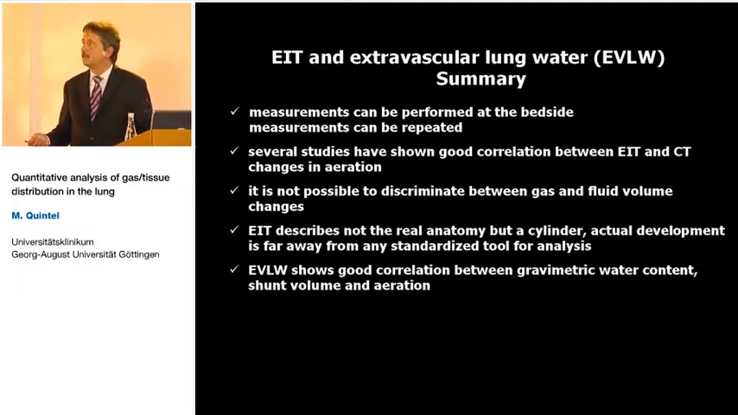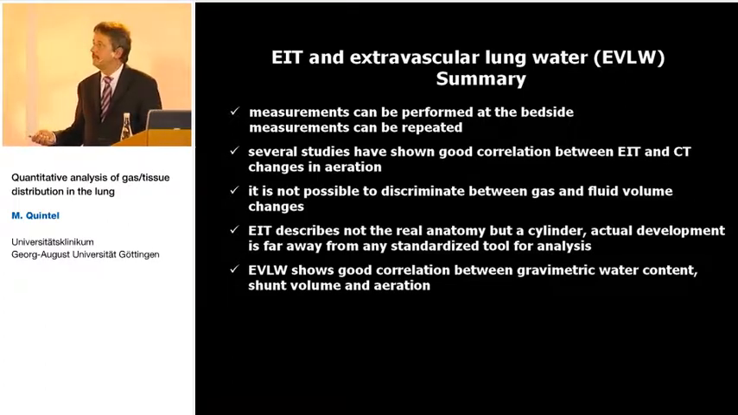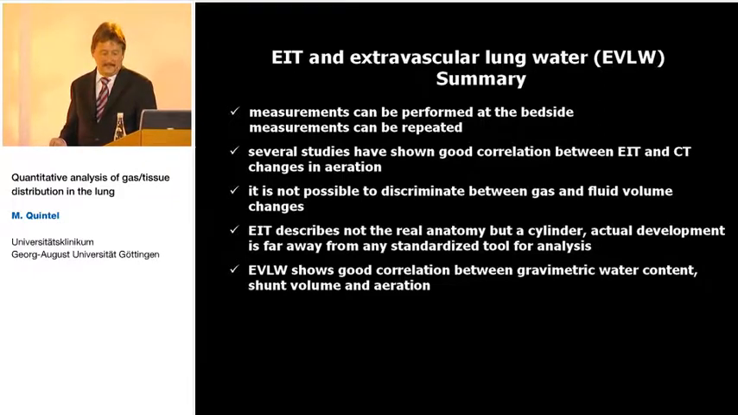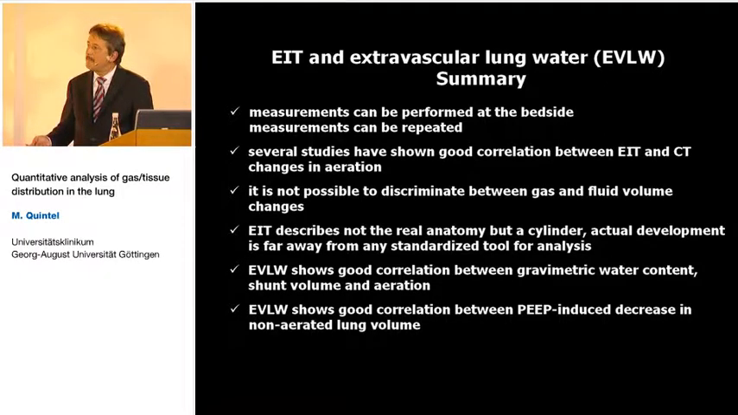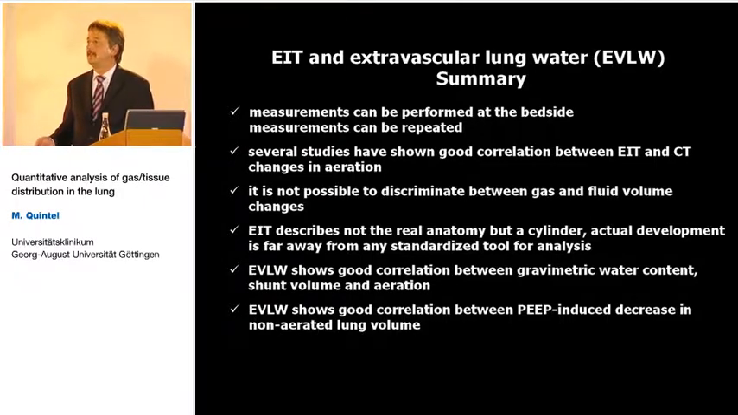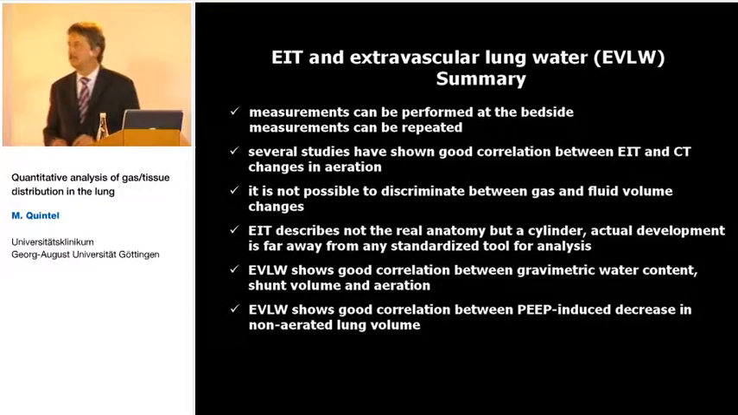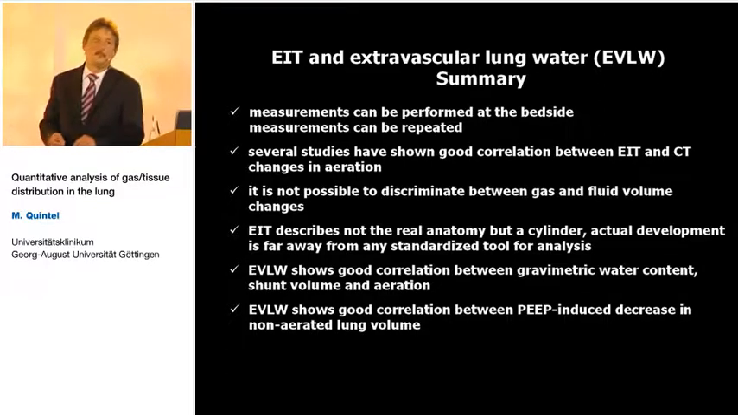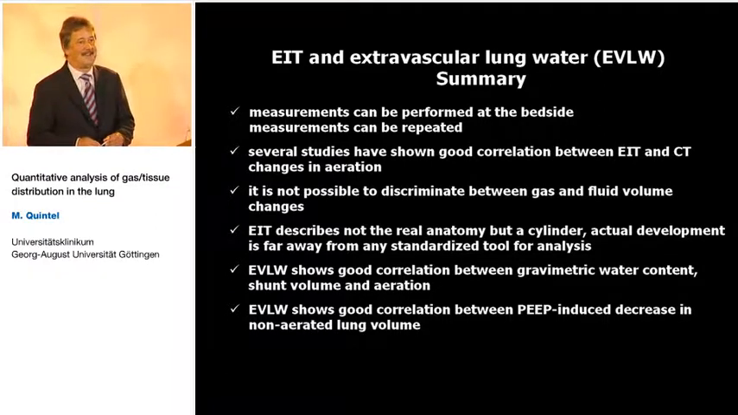Extravascular lung water shows a good correlation with gravimetric water content, shunt volume, and aeration. It also shows a good correlation with the PEEP-induced decrease in non-aerated lung volume. However, it shows a lack of correlation with increased lung tissue mass or with consolidated and atelectatic lung areas.